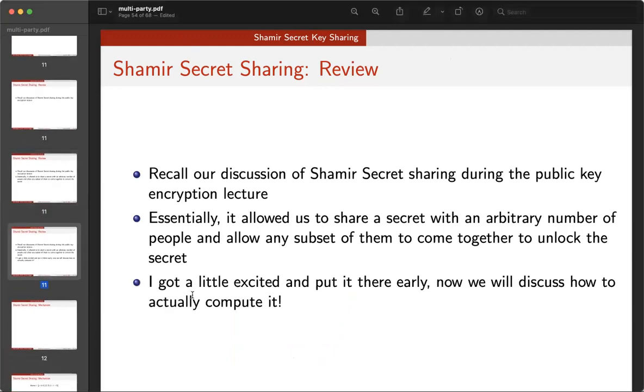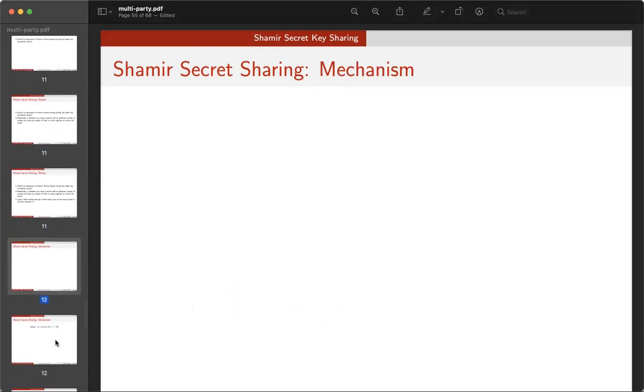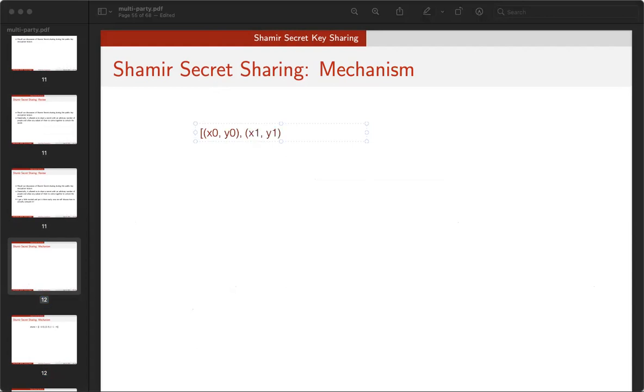I got a little excited and put it there in those slides a little bit early, but now we're going to discuss how to actually compute it. So here's the mechanism. So the mechanism uses something called Lagrange interpolation. So if you have your points, right? X0, Y0, X1, Y1, ..., Xn, Yn.